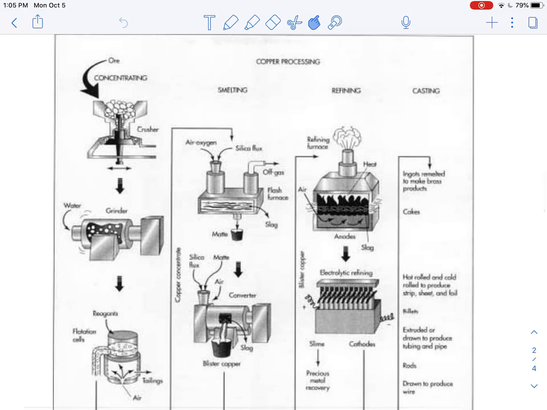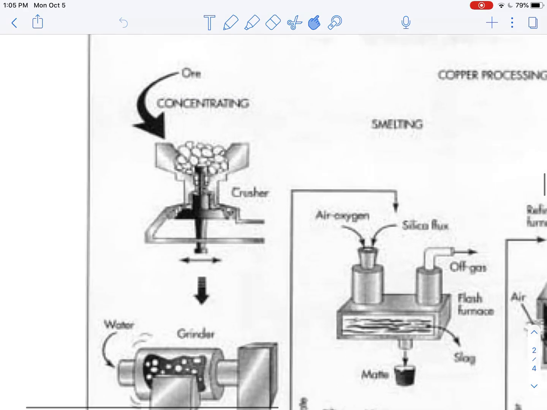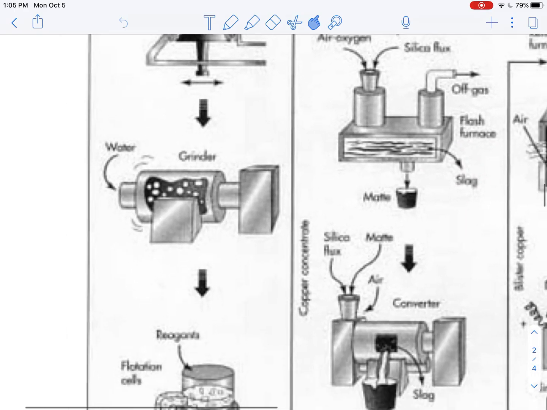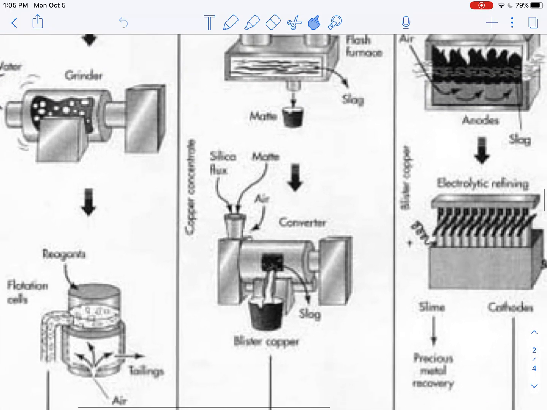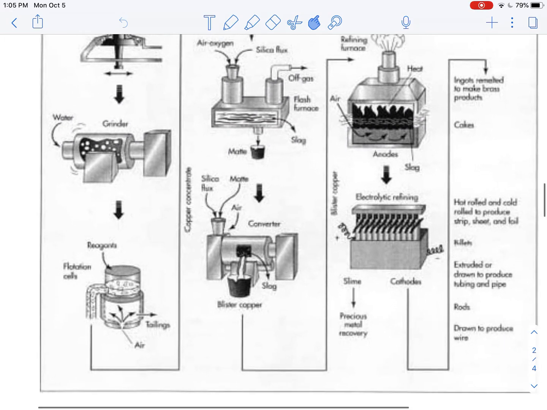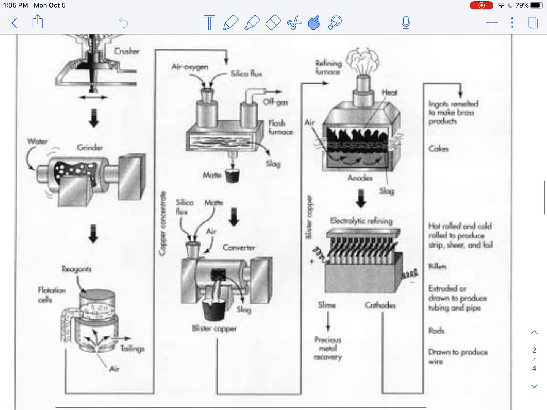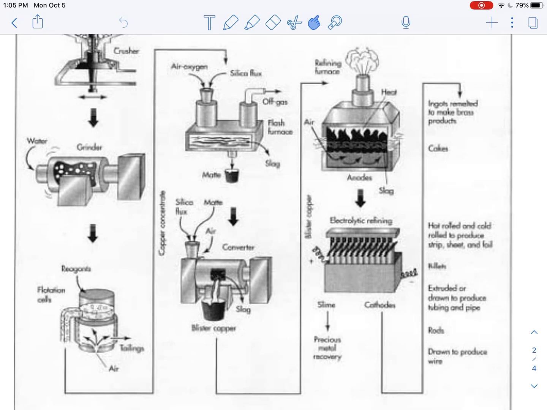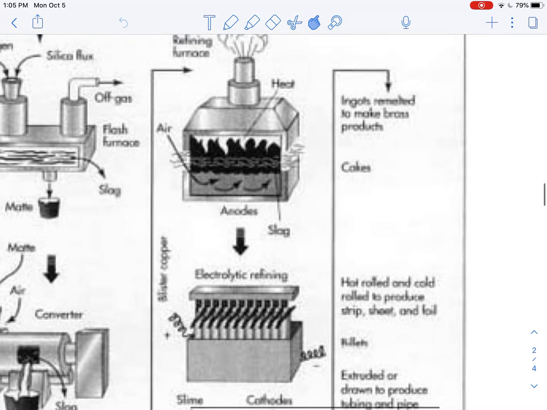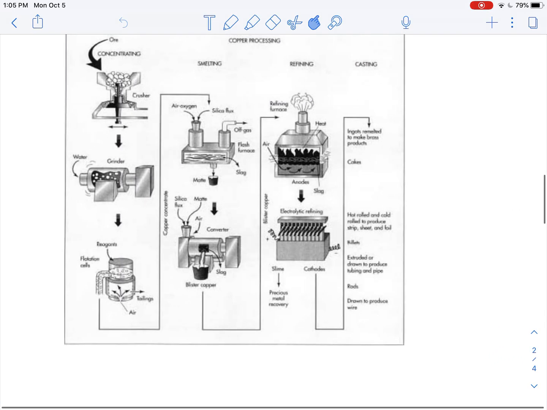Here's a process showing copper processing. Again, you have to take the ore and go through a whole bunch of different processes in order to get it. And these are great careers in chemistry, if you can figure out how to take that ore and get the important thing out of it in order to then apply it to other aspects.